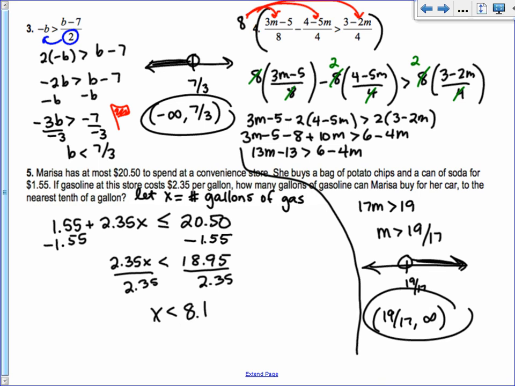8.1. Yep. So if you round to the nearest tenth, about the most you can get is 8.1 gallons, right? That's the most you can get. It's hard to stop the gas pump exactly. Maybe she should try for 8. Probably going to end up being 8.1.